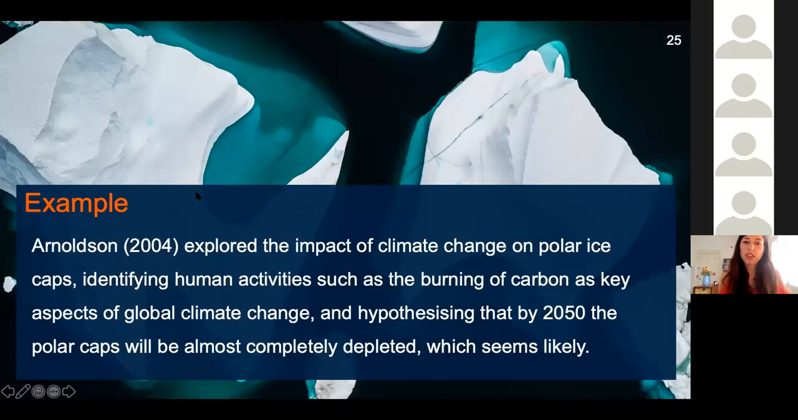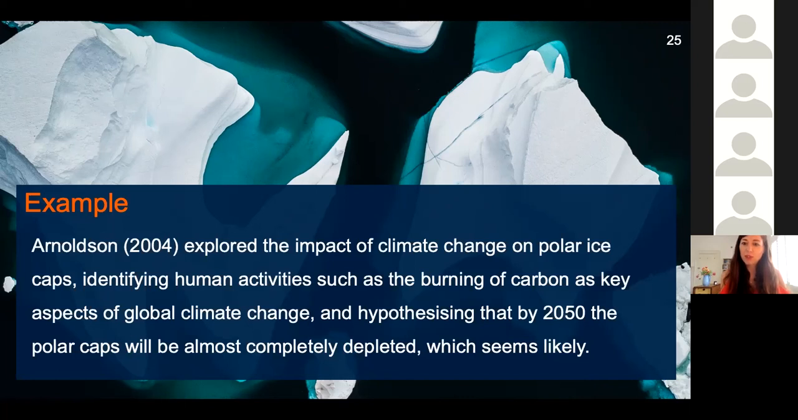So this is just a sentence I made up, and you can probably see what the issues are with this immediately. Arnoldson 2004 explored the impact of climate change on polar ice caps, identifying human activities such as the burning of carbon as key aspects of global climate change, and hypothesizing that by 2050 the polar caps will be almost completely depleted, which seems likely. So that sentence is very long, as you see, very long-winded.